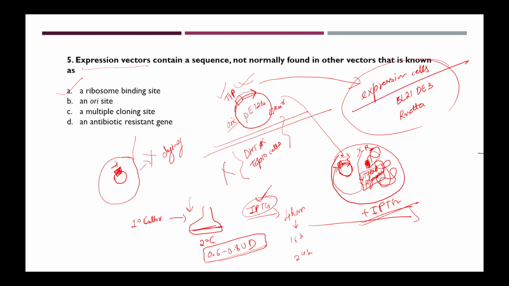And one more reason why we use IPTG: this IPTG is an analog of lactose, right? Why do we not use lactose directly?